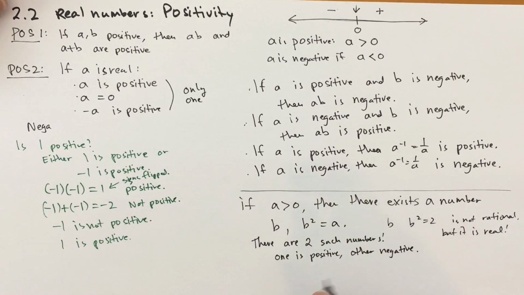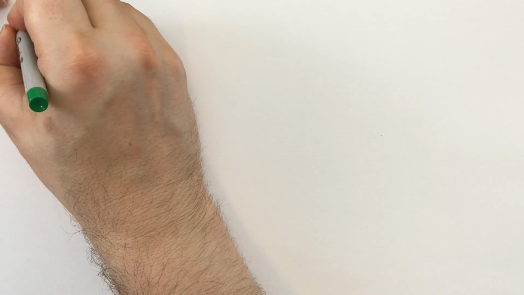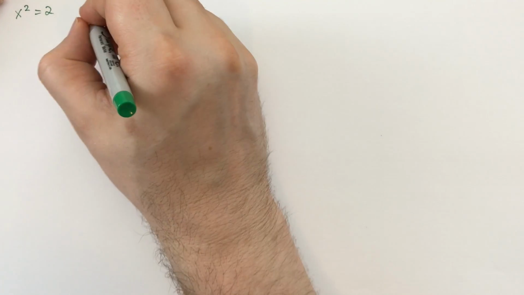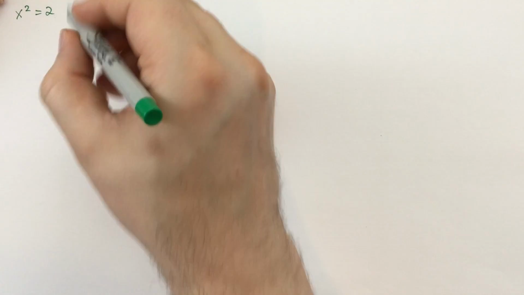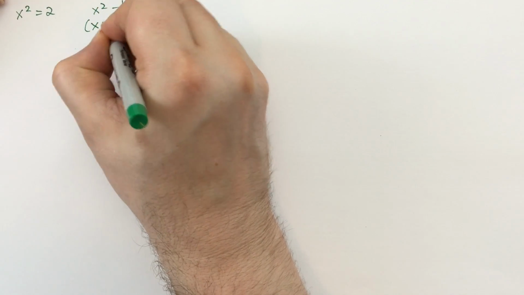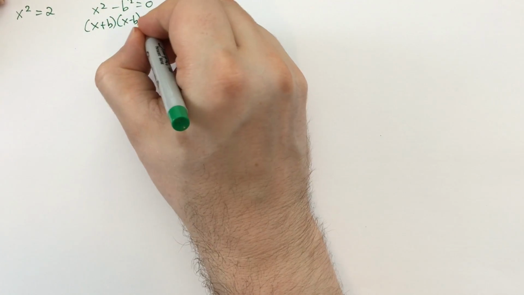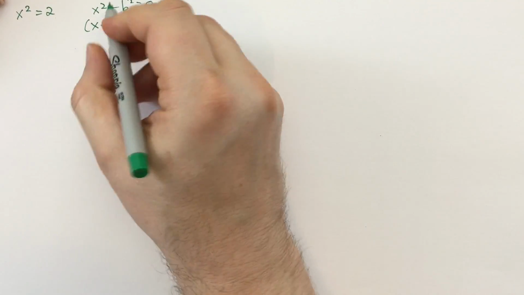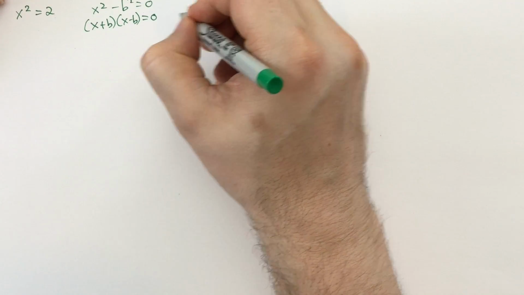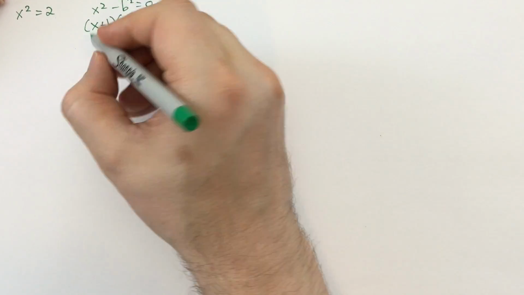Let's see why this is. Okay, so new piece of paper. So we're going to start with this equation. We say x squared is equal to 2. Now we can say x squared minus b squared is equal to 0. Thus we have x plus b and x minus b multiplied together, and that has to equal 0. So that means either one or the other has to be 0, or maybe they're both 0. Who knows? Let's find out.